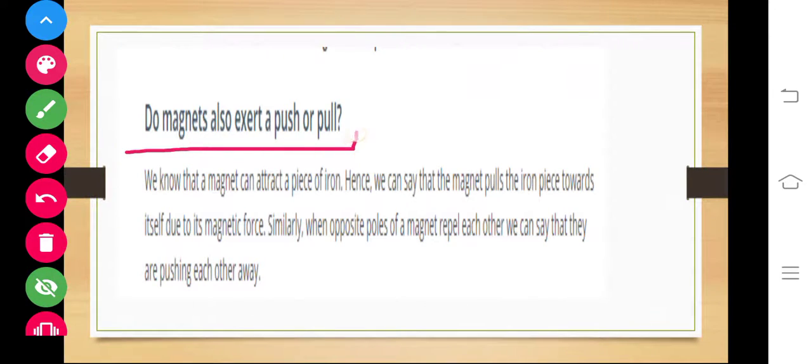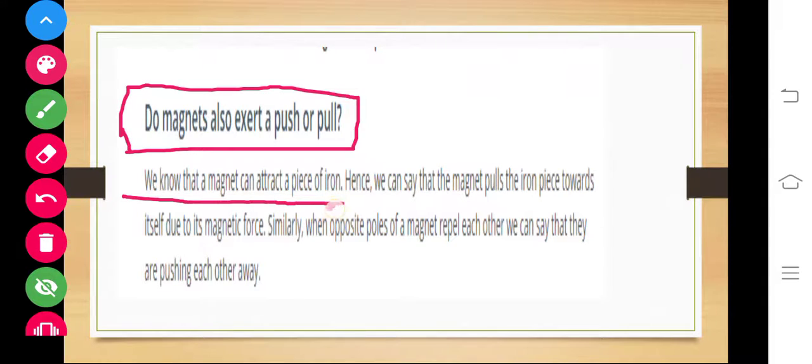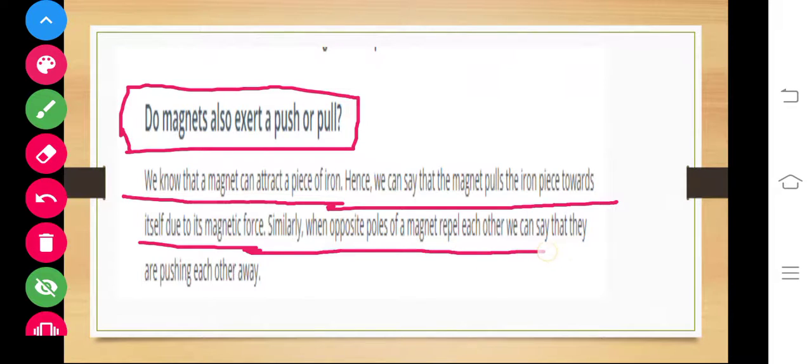Do magnets also exert a push or a pull? We know that a magnet can attract a piece of iron, hence we can say that a magnet pulls the iron piece towards itself due to magnetic force. Similarly, when like poles of magnets repel each other, we can say that they are pushing each other. So this is a very simple thing. Magnets also do push or pull.